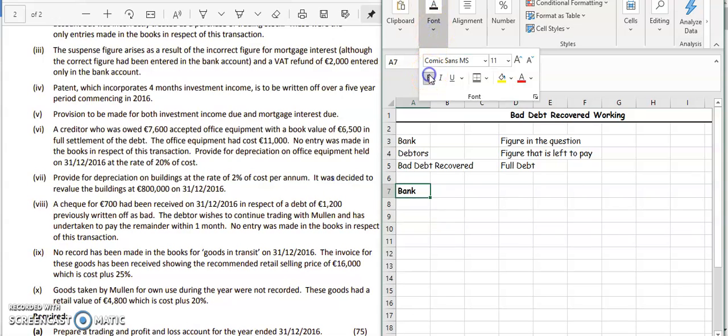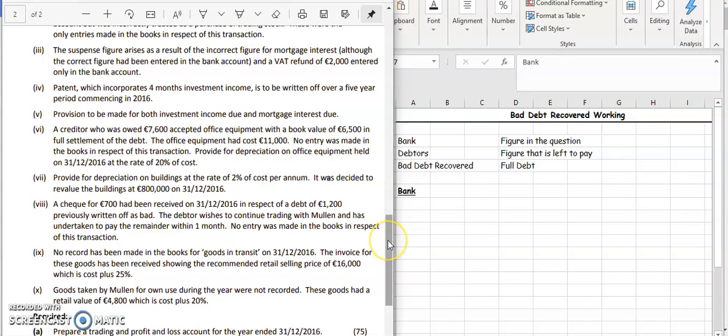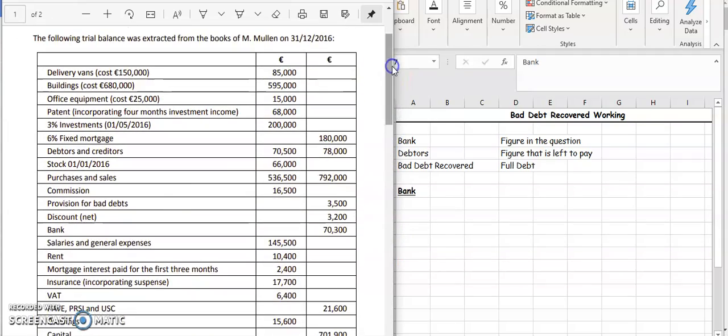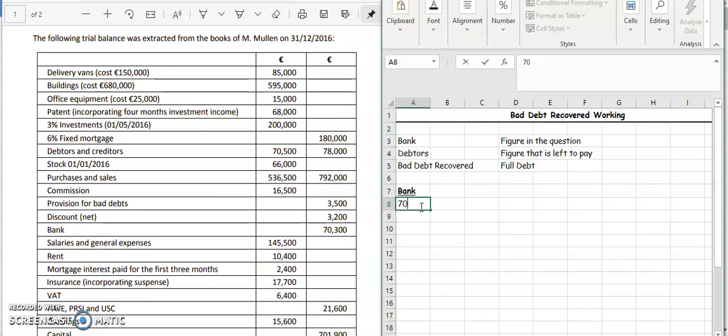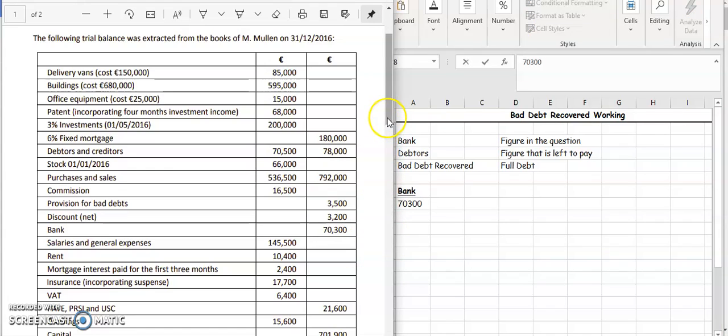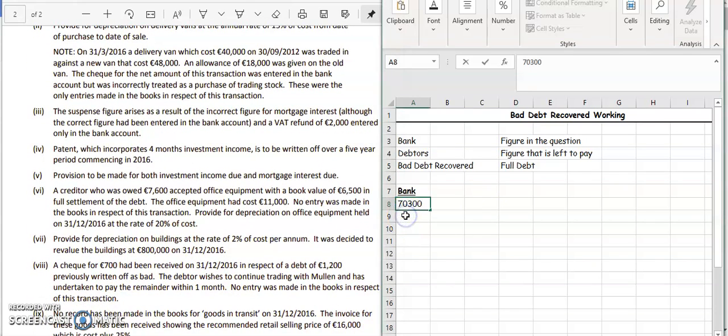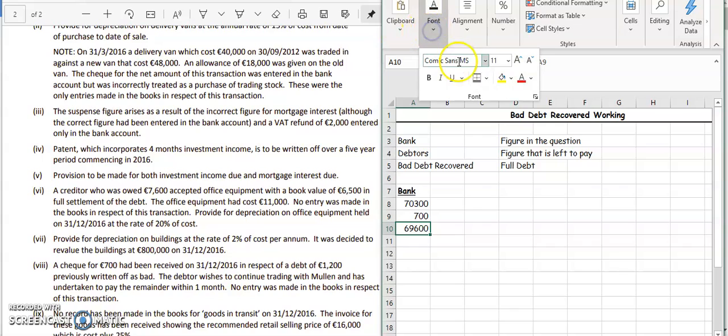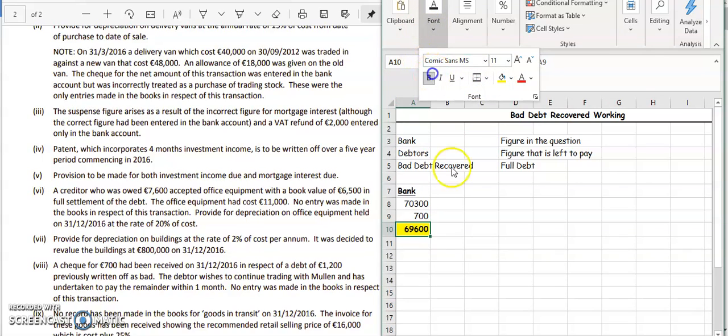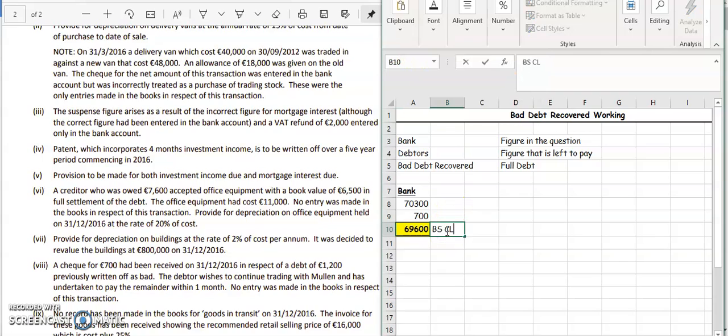So your bank, now with your bank, you need to be careful in your trial balance. If it's on the credit side, it's an overdraft, so it's a liability. If it's on the debit side, it's an asset. So first of all, we can see here our bank, it's on the credit side, and it's 70,300. Now the check, remember that's an overdraft, so the check that they gave us of 700 is going to reduce that overdraft. So our overdraft is going to be equal to 70,300 minus 700. So our overdraft then is going to be equal to 69,600. So that's going to be your balance sheet as a current liability.